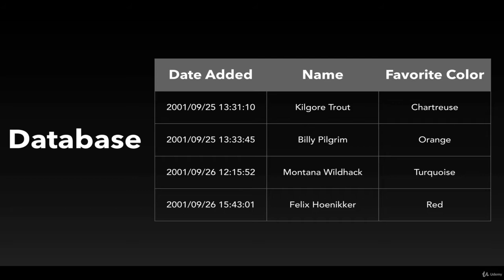Okay, anyway, whatever database if you've ever worked with one, this is a silly example. It's trivial, but we're storing things in different columns. We have a date added, a name, and a favorite color.